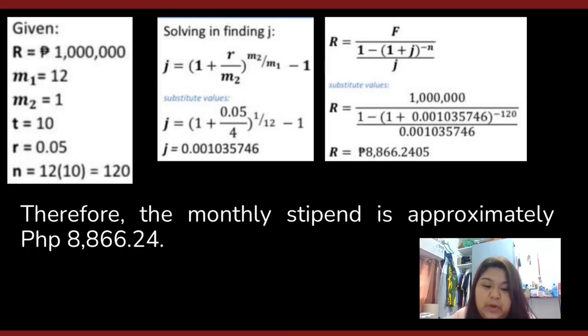So for this one, the monthly stipend is approximately 8,866 pesos and 24 centavos. And that would be all for my part. I hope that you understand the periodic or the regular payment in general annuities.